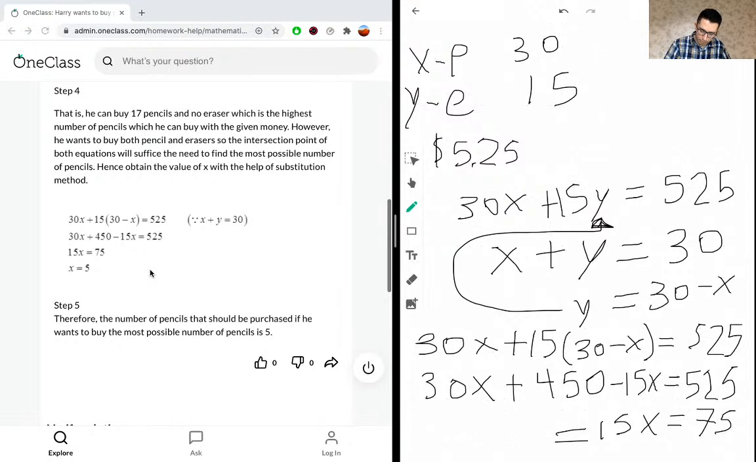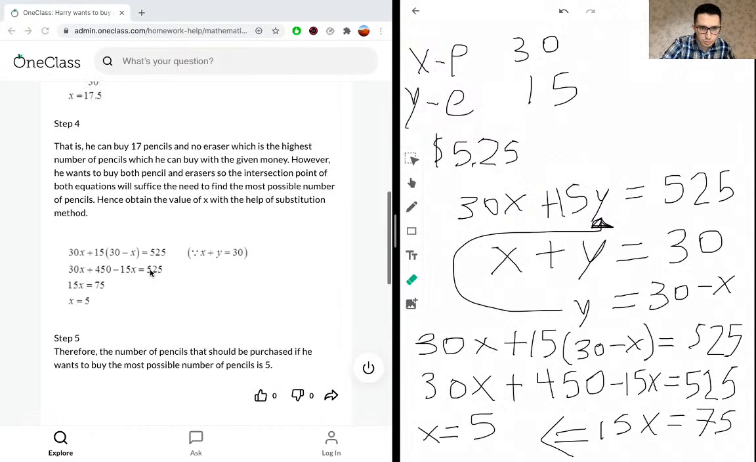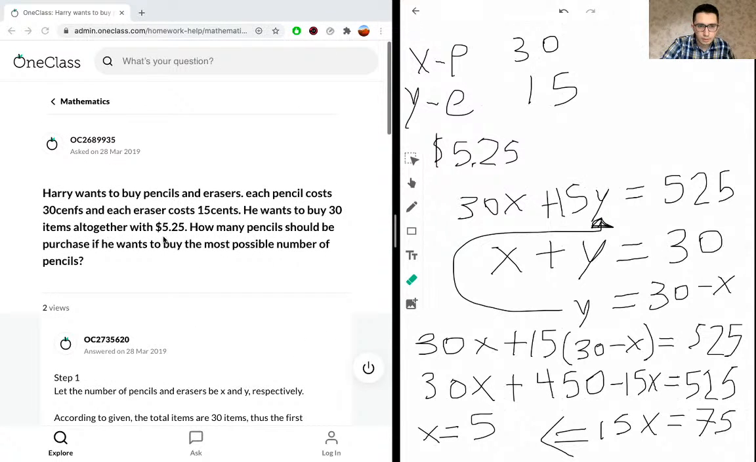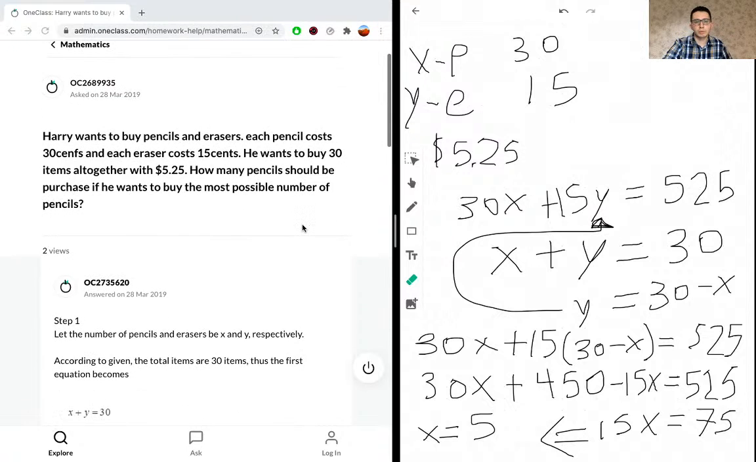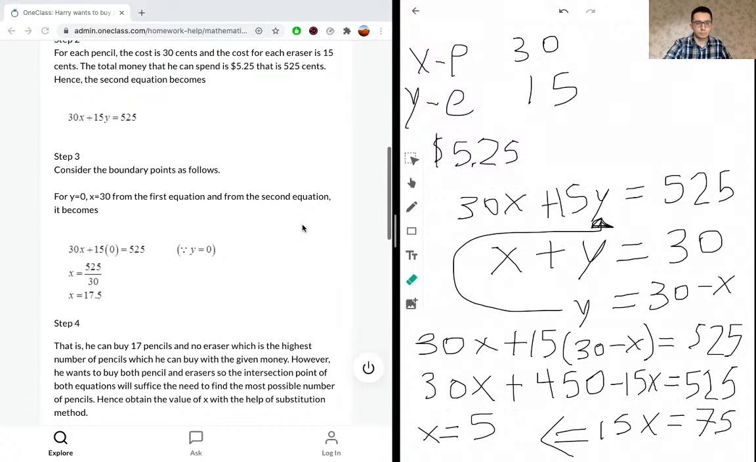So knowing this, x equals 75 divided by 15. So 15 plus 15 is 30, plus 2 more 15s is 60, that's 4, so it'll be 5. X will equal 5. So here we know that we can buy 5 pencils. I believe the question is only asking for pencils: how many pencils should be purchased if he wants to buy the most possible number of pencils? So it looks like this is our answer.